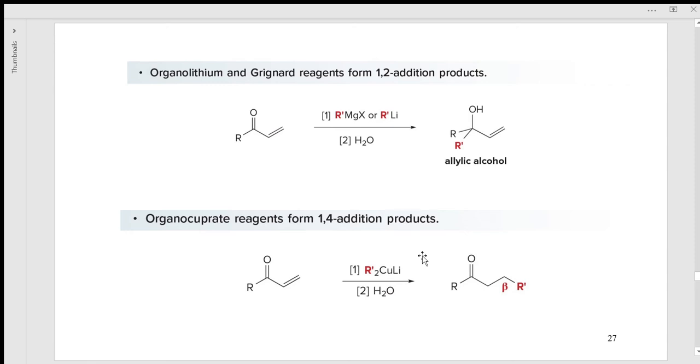We learned 1,2 addition reactions and 1,4 addition reactions for a special carbonyl compound. This is an alpha, beta unsaturated ketone. In the alpha, beta position there is a pi bond, so it's basically a conjugated system. When we have a very strong, very reactive organometallic reagent, it's going to prefer the 1,2 addition reaction. If we have a less reactive cuprate reagent, the product is basically a 1,4 product. Why? It seems like a 3,4 addition product, but we normally call this a 1,4 addition product. I explained this to you during my regular lectures.